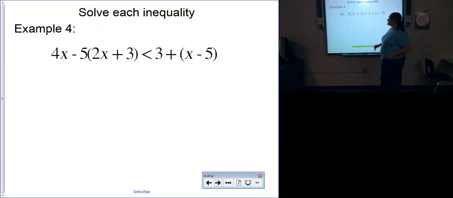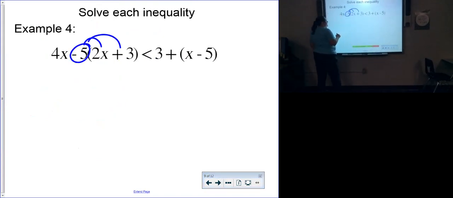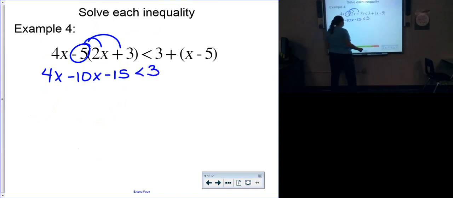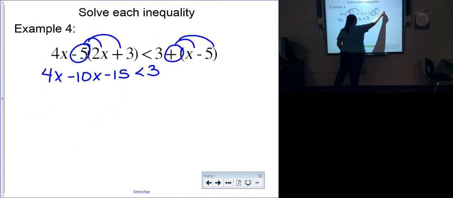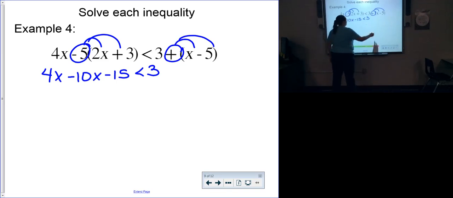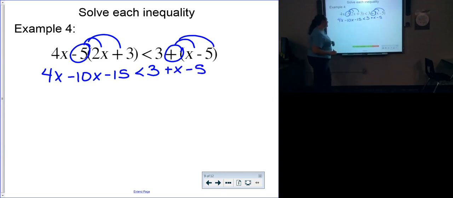Okay, next example. Again, you're distributing that 5. I have 4x, negative 5 times 2x is negative 10x. Negative 5 times 3 is negative 15. Less than 3. I'm distributing this plus sign. Notice it's just a plus sign, guys, so it's not going to change anything. Positives multiplied by stuff does not change anything. So I'm still going to have plus x minus 5, okay?